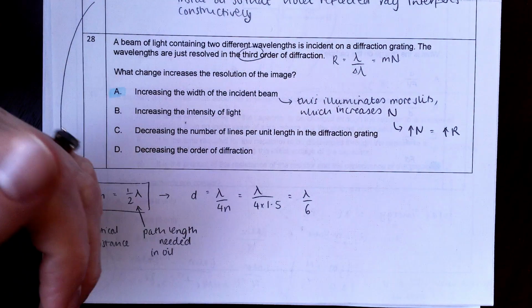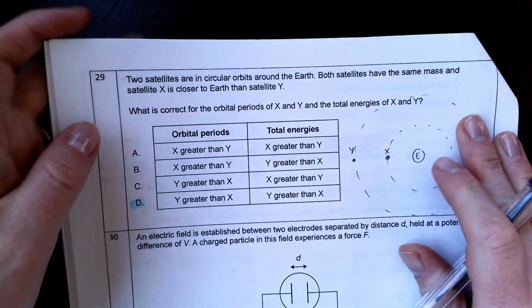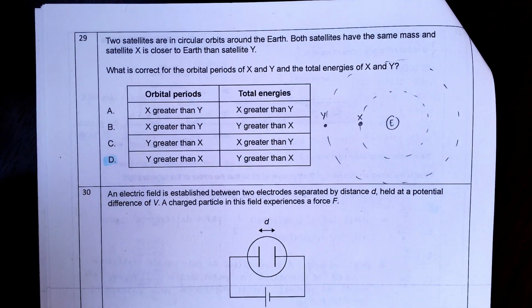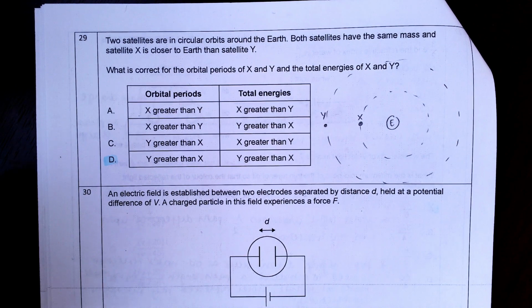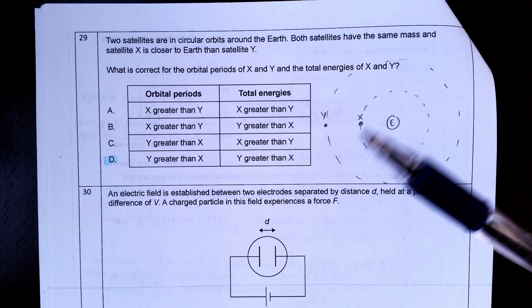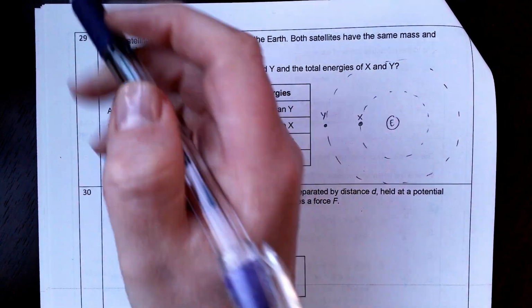In 29, 2 satellites are in circular orbits around the Earth. Both satellites have the same mass, and satellite X is closer to Earth than satellite Y. What is correct for the orbital periods of X and Y, and then the total energies of X and Y? So firstly, we can easily negate A and B. X is closer to Earth, and so its orbital period is going to be shorter. So that gets us C or D.